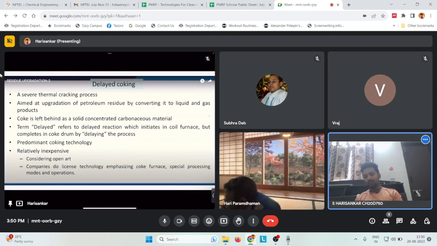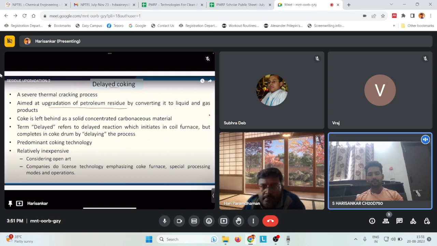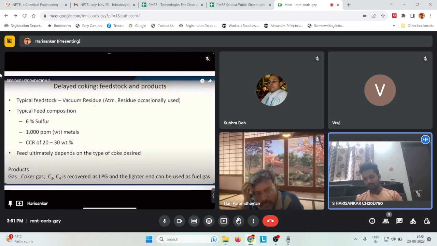Then we have another thermal cracking process called delayed coking. Delayed coking is also a severe thermal cracking process aimed at upgradation of petroleum residue by converting it into liquid and gas products. Along with these, we also get a solid product called coke, which is left behind. The term delayed refers to a delayed reaction which initiates in the coil furnace but completes in the coke drum by delaying the process.